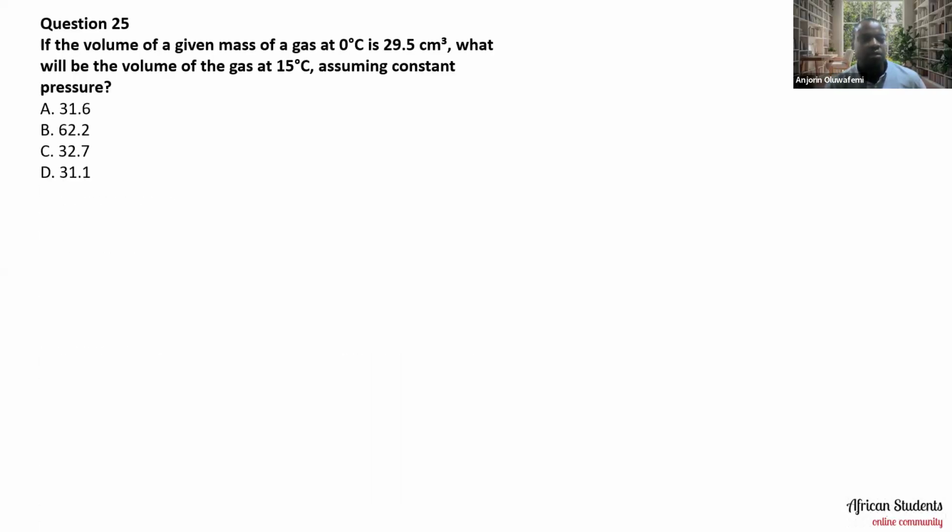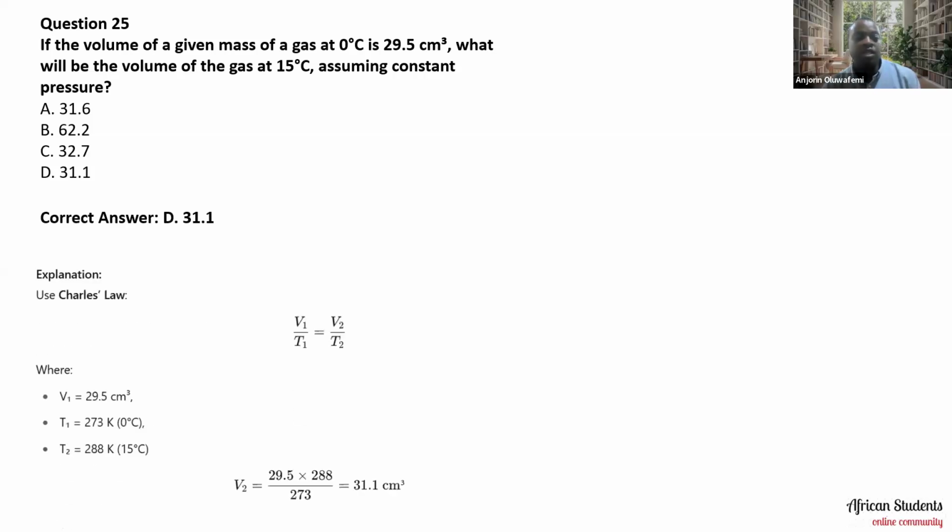Okay. If the volume of a given mass of a gas at 0 degrees Celsius is 29.5 cm3, what would be the volume of the gas at 15 degrees Celsius, assuming constant pressure? Is it A, 31.6, B, 62.2, C, 32.7, or D, 31.1? When we go through the calculation, the right answer should be about 31.1. And how did we arrive at that?